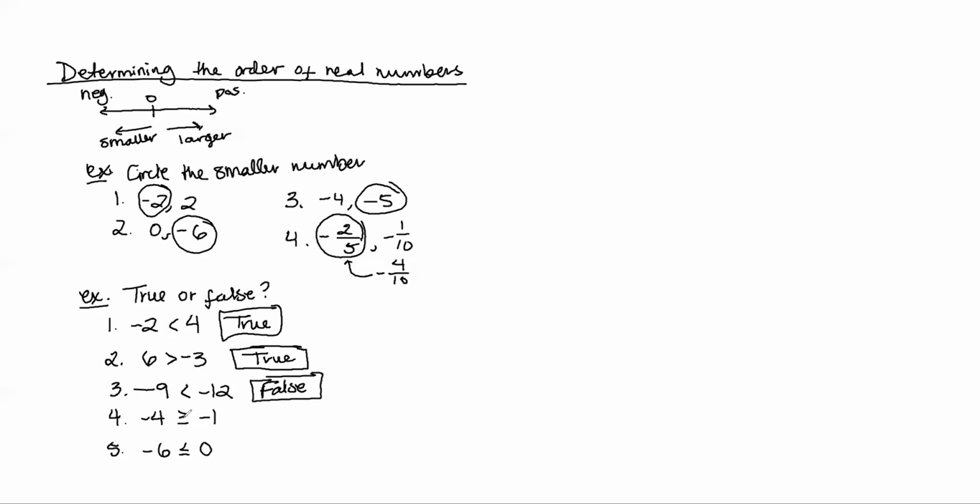-4 is greater than or equal to -1. This one's going to be false because -4 is not greater than or equal to -1. And then finally, -6 is less than or equal to 0. This one's true, it is less than 0. It doesn't have to be equal to.